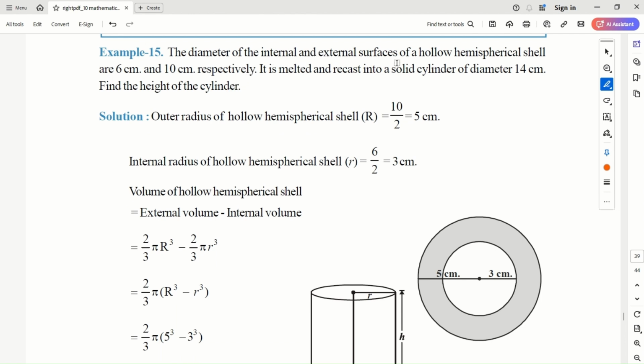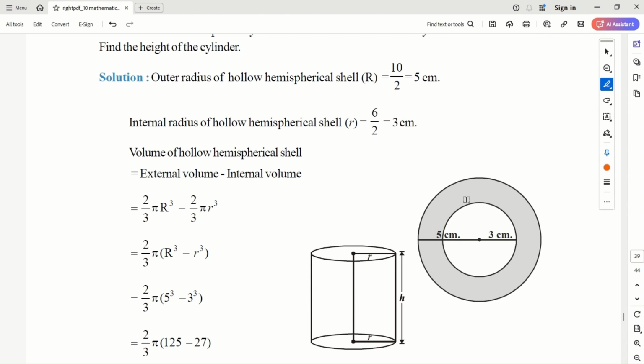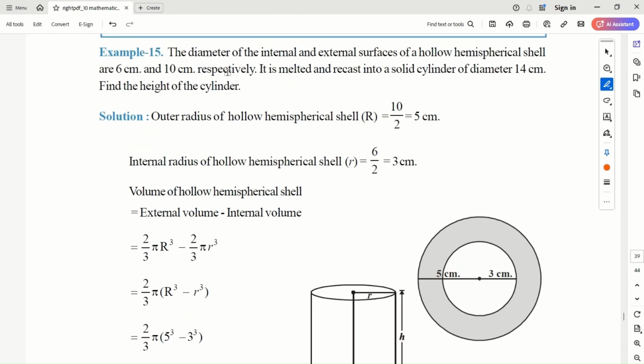Diameters of the internal and external surface of a hollow hemispherical shell are 6 centimeters and 10 centimeters. These are diameters, so the radii are 5 centimeters and 3 centimeters. It is melted and recast into a solid cylinder of diameter 14 centimeters. Find the height of the cylinder. This is hollow, but this is solid. So even though it is hollow, you need to calculate the volume of only this one. So how do you calculate that?